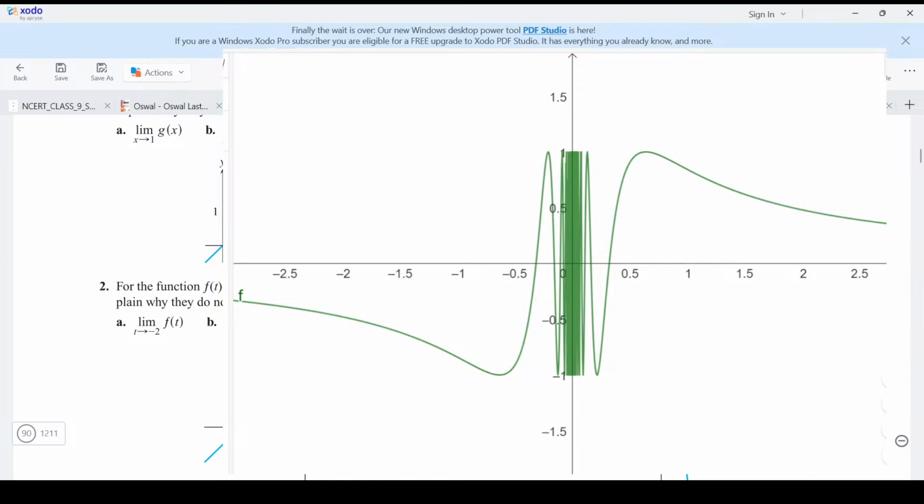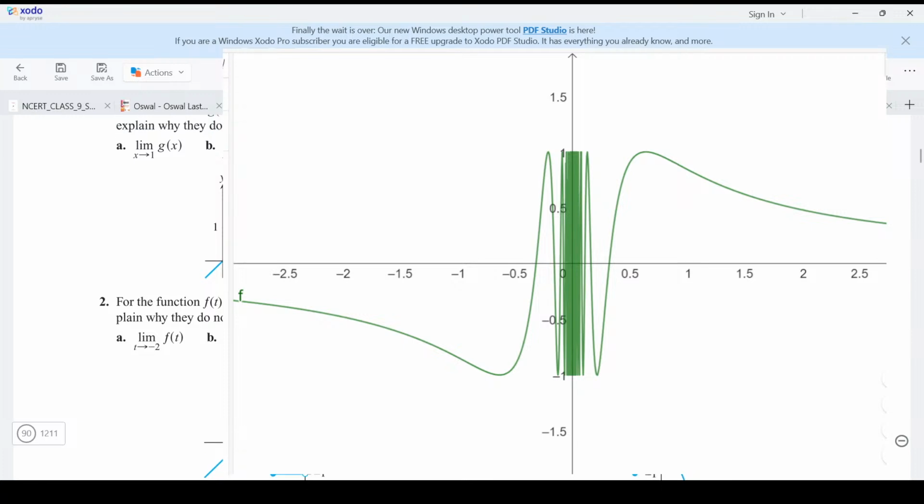Now we discussed this one, x equals 1. What is the limit? 1 or 0? Be careful. 0 or 1 are not defined. Be careful. First tell me, what should you do? What all things do you have to observe?